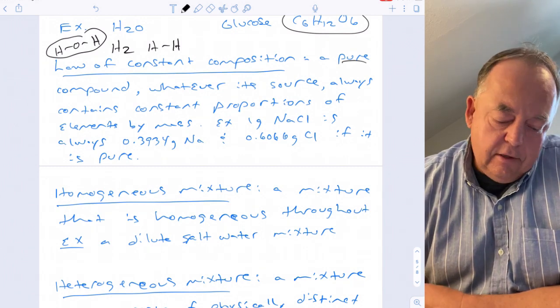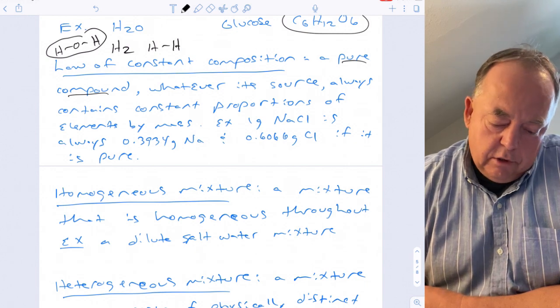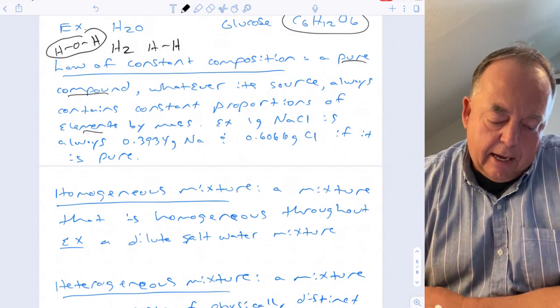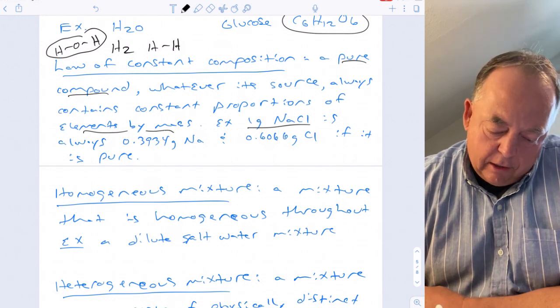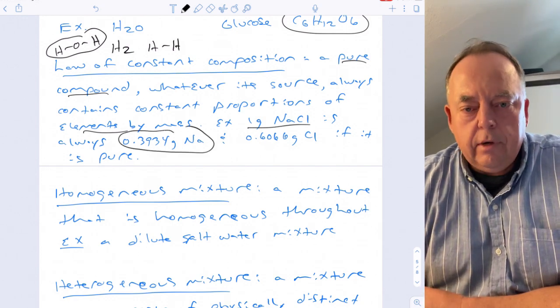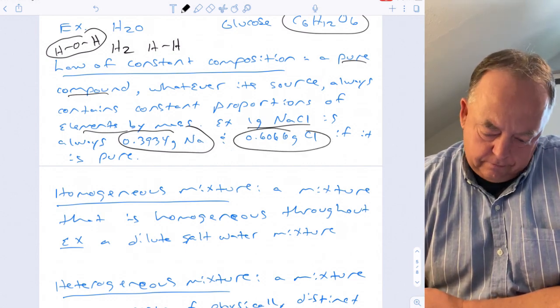A pure compound, no matter where it comes from in the universe, always contains the same proportion of elements by mass. So 1 gram of sodium chloride, for example, is always, no matter where it comes from, 0.3934 grams of sodium and 0.6066 grams of chlorine.